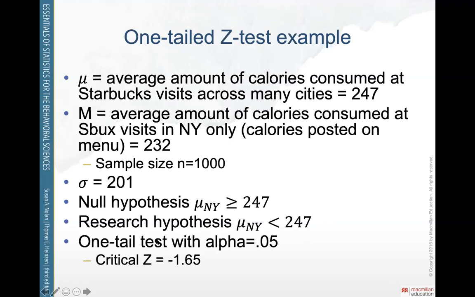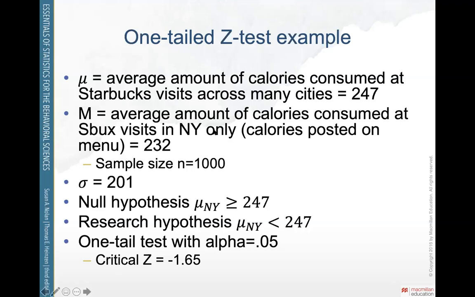So we'll be doing a one-tailed test with alpha equals 0.05, which means that we will be using the critical Z of negative 1.65. So what we'll be doing here is calculating a Z-score for the sample mean of 232. And if the Z-score that corresponds to 232 is less than Z equals negative 1.65, then we're going to reject the null hypothesis.